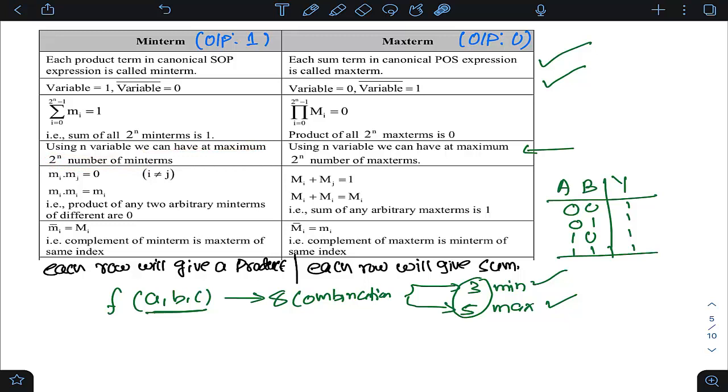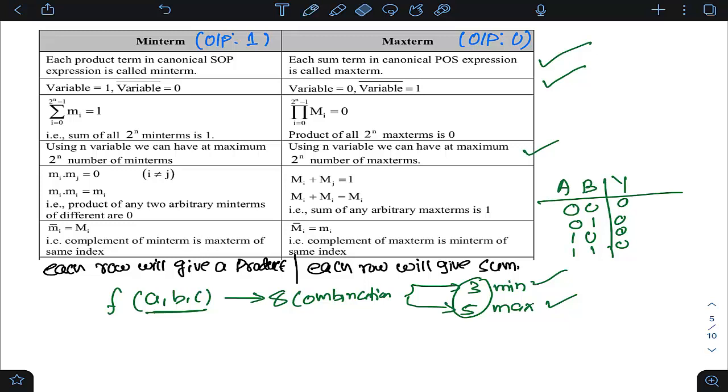Similarly, if I ask you about the case of max terms, the simple logic is, you make all the outputs 0. Suppose all these outputs are 0. So in the 2 variable case, at max, I can have 4 max terms. In a 3 variable case, I can have at max 8 max terms. That's why in general, using n variables, we can have at max 2 power n number of max terms or at max 2 power n number of min terms. But simultaneously, it is not going to happen. If this is happening, then this won't happen, because how can the output be 0 and 1 simultaneously? Not possible, right? So we understood the meaning of the fourth property.